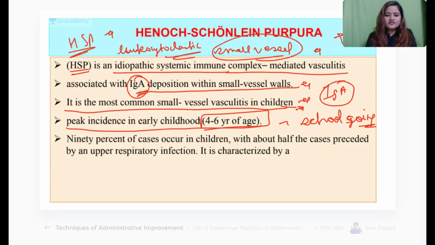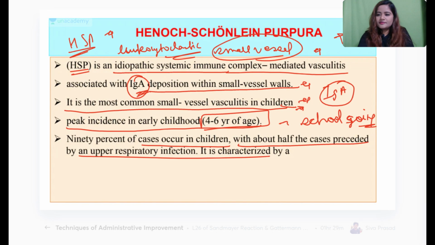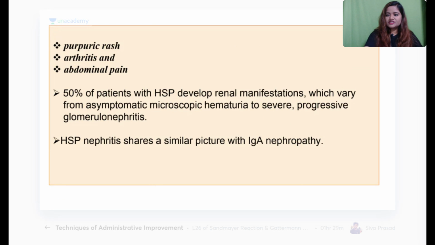Okay? Now 90% of the cases occur in children mostly, with about half of the cases happening after an upper respiratory tract infection. Although if you are asked about the cause, you have to mention it is idiopathic. Okay, it could be preceded by an upper respiratory tract infection.